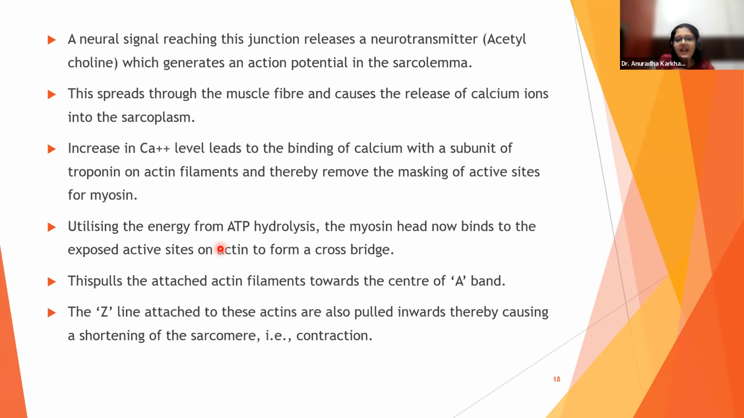So this pulls the attached actin filaments towards the center of the A band. The Z line attached to these actins are also pulled inwards, thereby causing shortening of the sarcomere, which is called contraction. Did you all understand how contraction is happening?